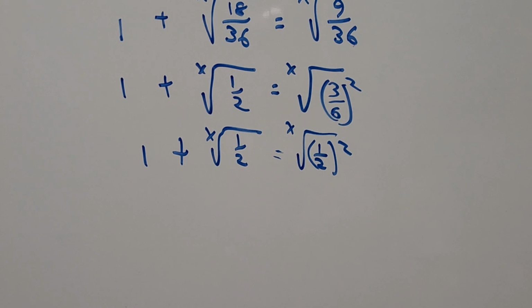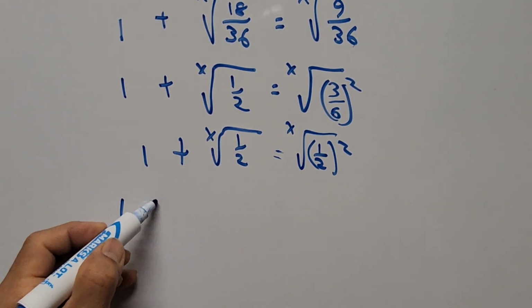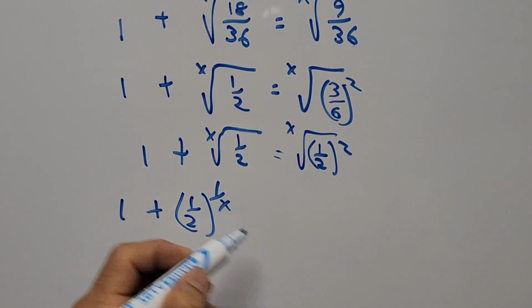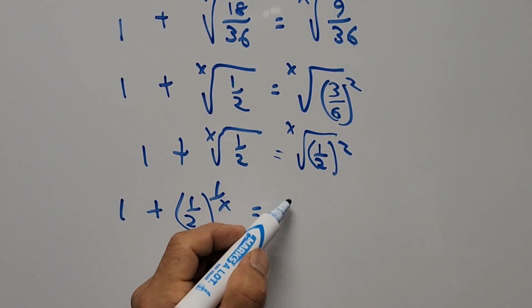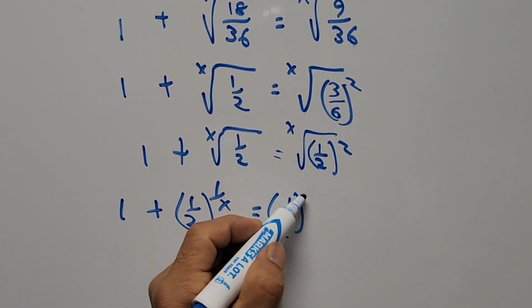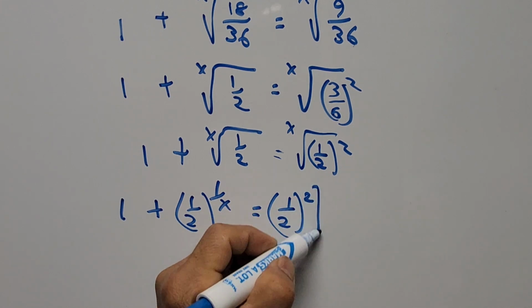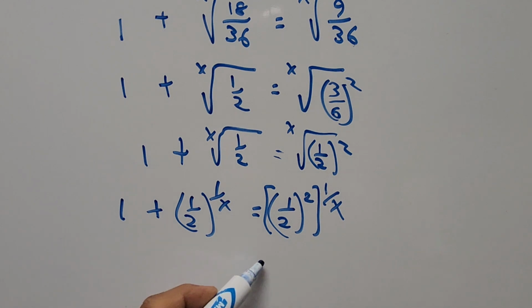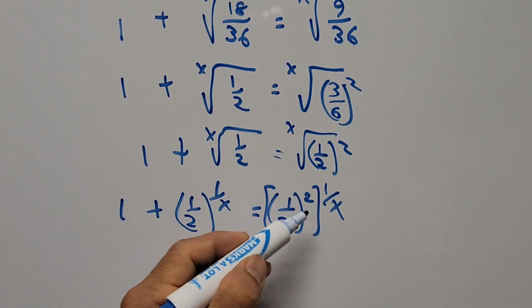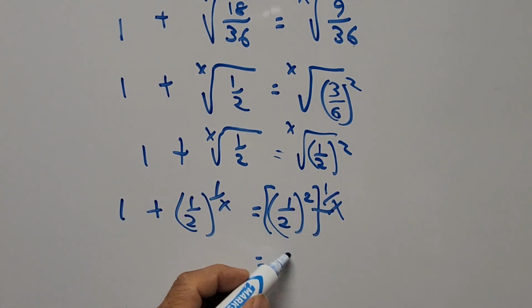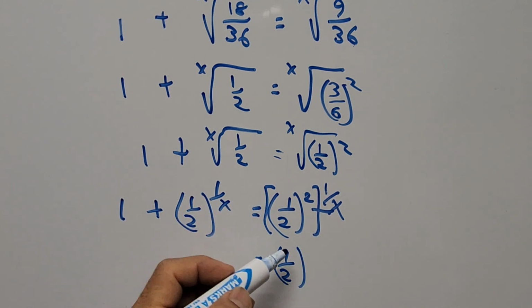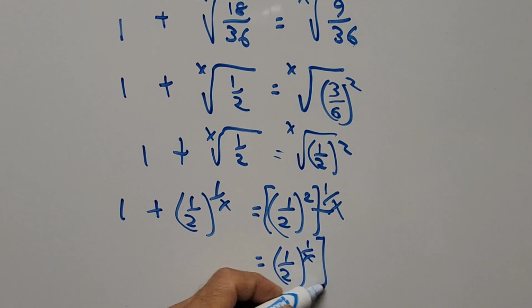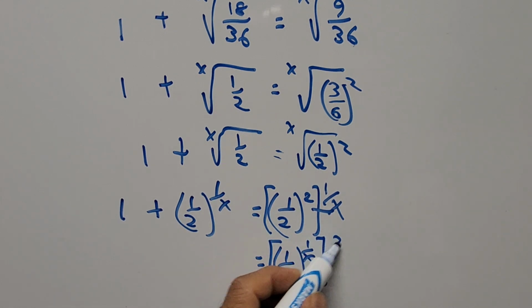And so now the equation can be written as 1 plus 1/2 raised to the power of 1 over x. The right hand side is 1/2 to the power of 2, to the power of 1 over x, I should say. And once again, the right hand side exponent can be written as 1/2 to the power of 1 over x raised to the second power.